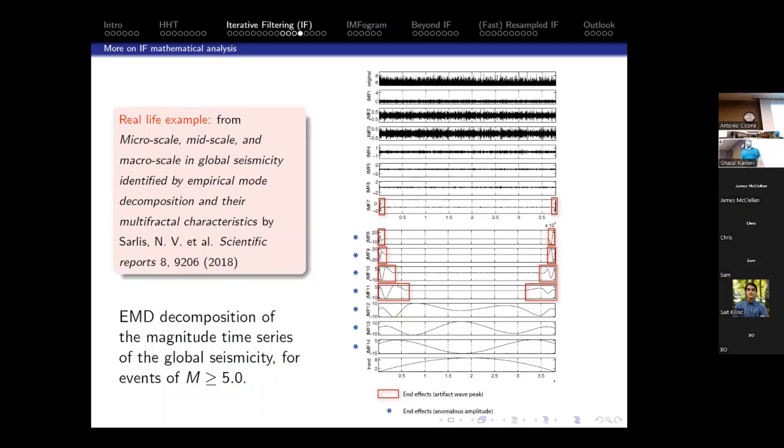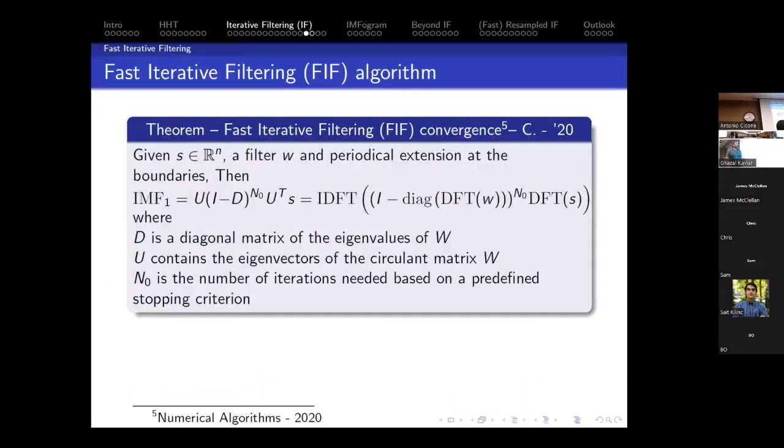Those are boundary errors that are propagating inside the signal. Okay, so you can easily fix this problem by using the pre-extension I showed you earlier, and you can get a super clean decomposition where all these IMFs basically disappear. Okay, but the really important result we got was the acceleration of the algorithm.